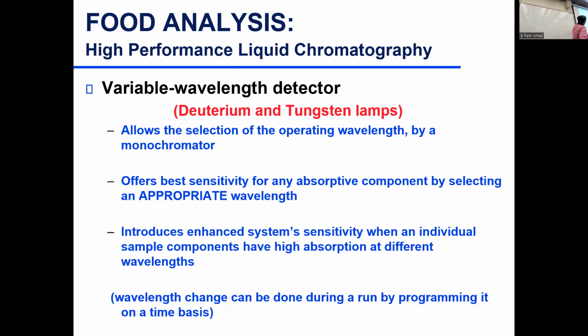So in the variable wavelength detector, we also had it in the lab, and we showed you that we didn't run our samples on it because it's limited in that you can select 1 or 2 wavelengths. You don't get a fingerprint like with the PDA. But they offer sensitivity when you determine your lambda max.